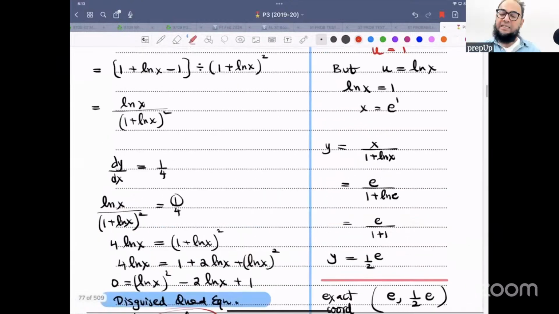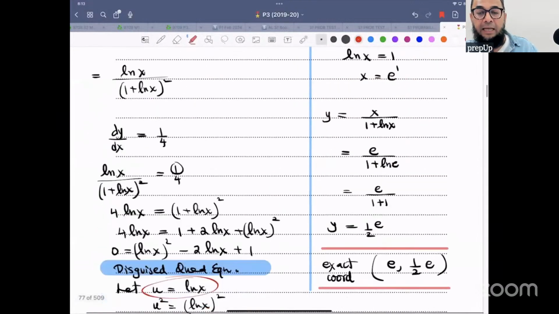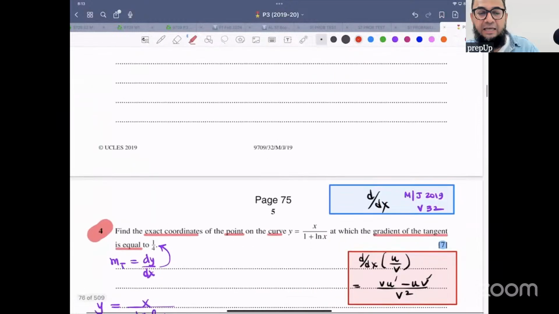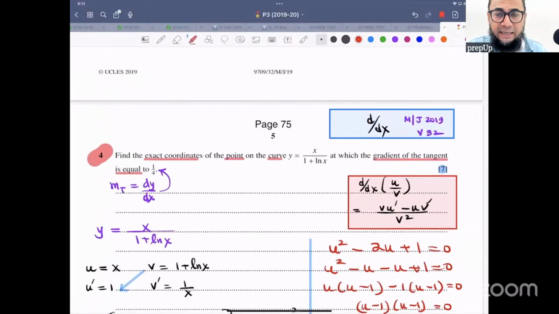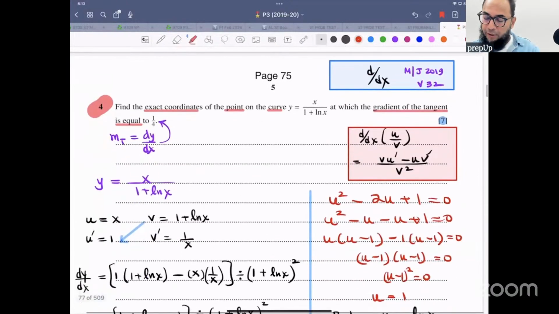Now just have a good look. That's for 7 marks. A lot of working for 7 marks, and I think in one of the questions I wrote about the exact thing. So now this is exact in terms of e. Okay, now let's move ahead.